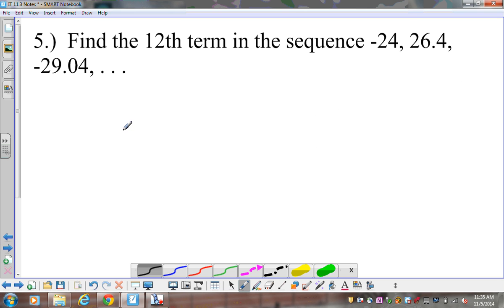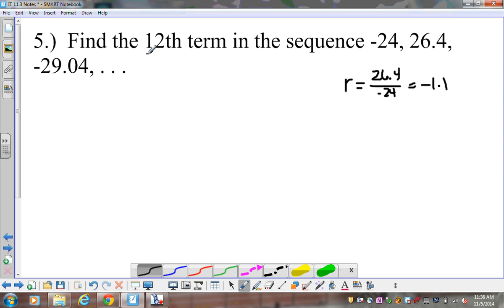All right, so let's find the 12th term in this particular sequence. Again, we're assuming it's geometric. Later on, when you guys get to the tests and reviews, it'll tell you to find the 10th term or 12th term of the geometric sequence, so you know whether it's geometric or arithmetic. So I know that this one's going to be geometric, so let's find that common ratio. I'm going to take my second term, 26.4, and divide it by my first term, which is negative 24. When I do that, I get my common ratio to be negative 1.1.